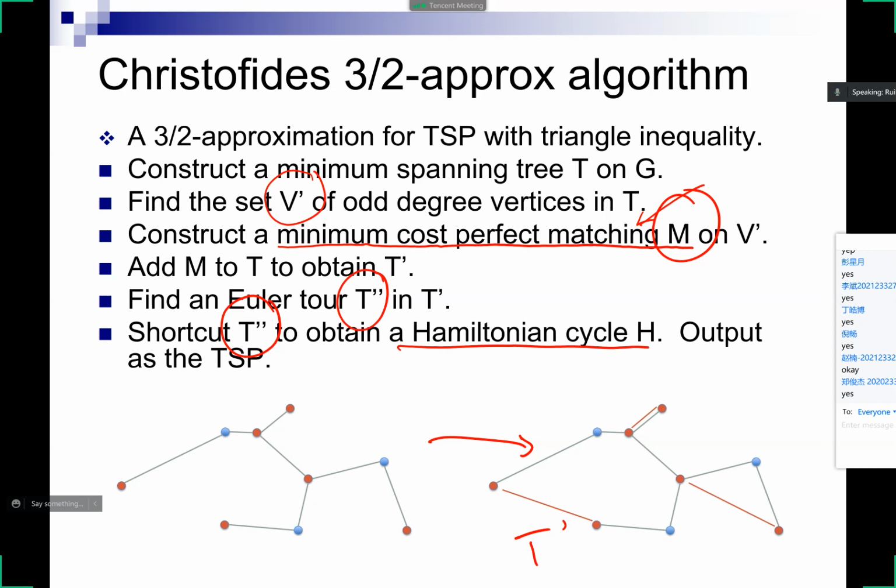So again, the algorithm is that we start with a minimum spanning tree. You find all the odd degree vertices, and then on these vertices, you compute a minimum cost perfect matching. You add that matching to your minimum spanning tree. Then in that new graph, you find an Euler tour, and then you shortcut that Euler tour, and you get a Hamiltonian cycle, and that's your output. Any questions about this?